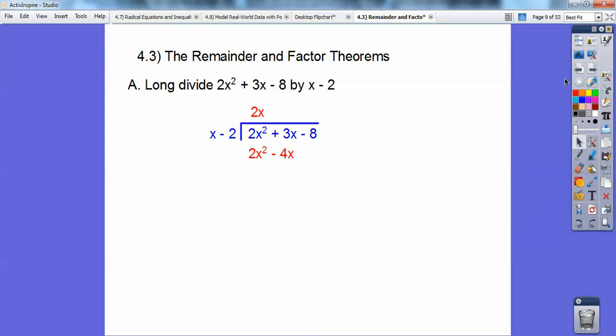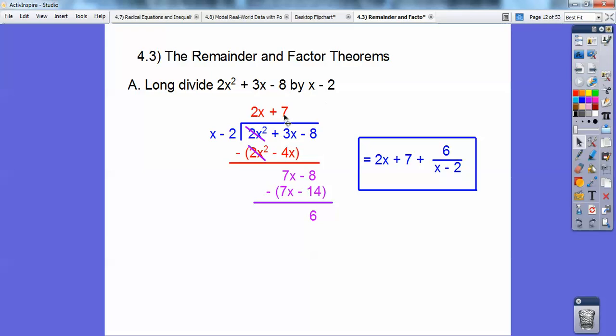Then I'm going to subtract. When I subtract them, you guys, 3 minus a minus 4 is 3 plus 4, which is 7x. Slide that down and do it again. x times what gets me 7x? x times 7. So I'm going to write plus 7 at the top, and then subtract, you get a remainder of 6. So the final answer is, you start at the top, this answer at the top plus this over what you're dividing by. That's what this says right here.